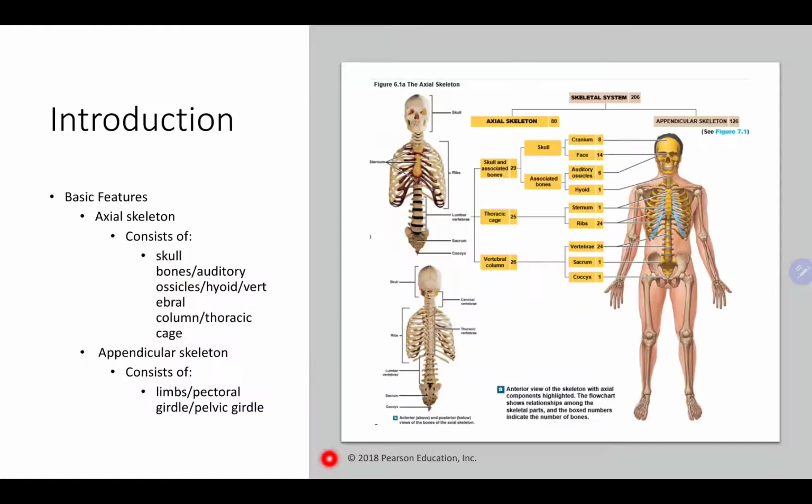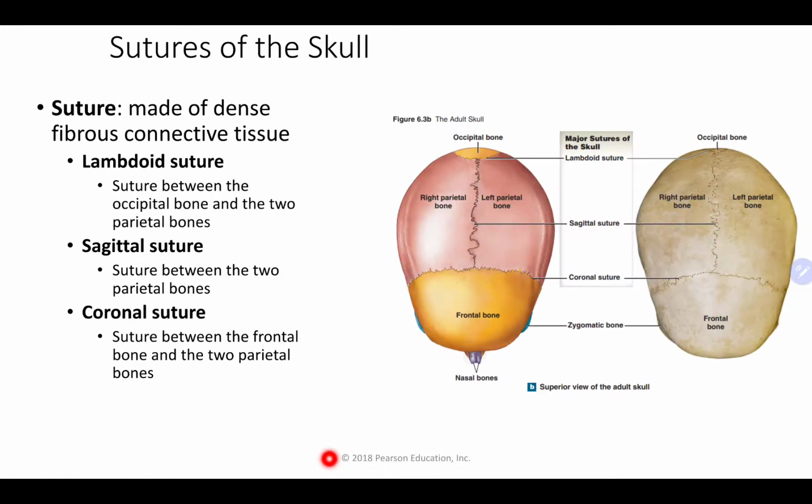Looking at the axial division, we want to remember that the axial skeleton consists of the skull bones, so everything in the cranium basically, the auditory ossicles, the hyoid, the vertebral column, and the thoracic cage. That's going to be the axial skeleton: the skull bones, the thoracic cage, and the vertebral column.